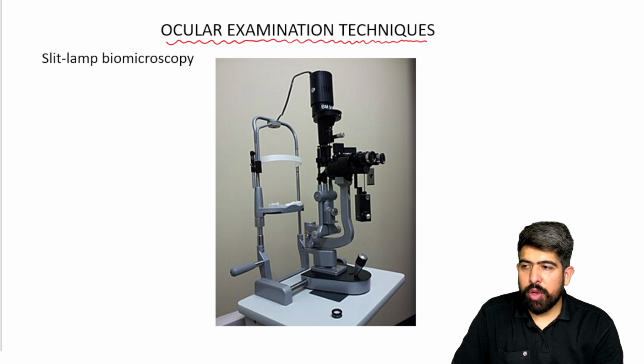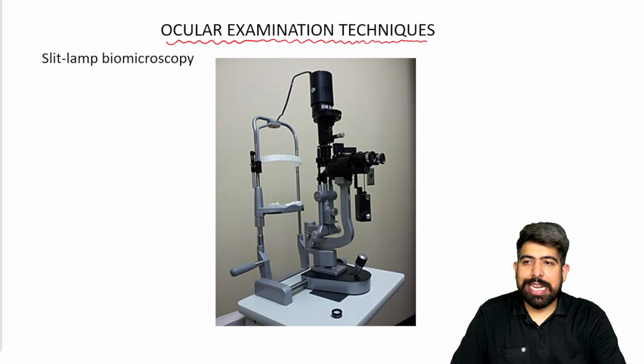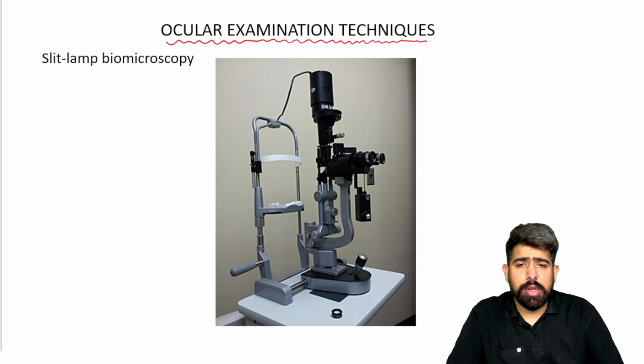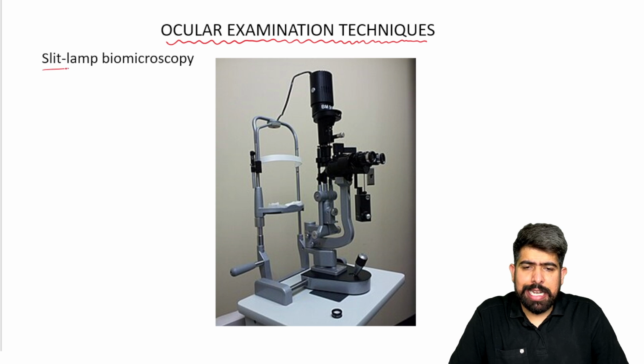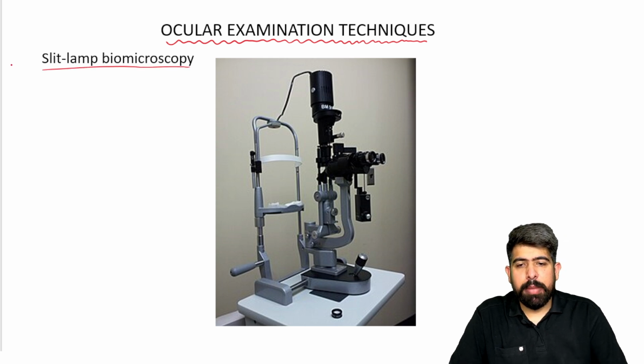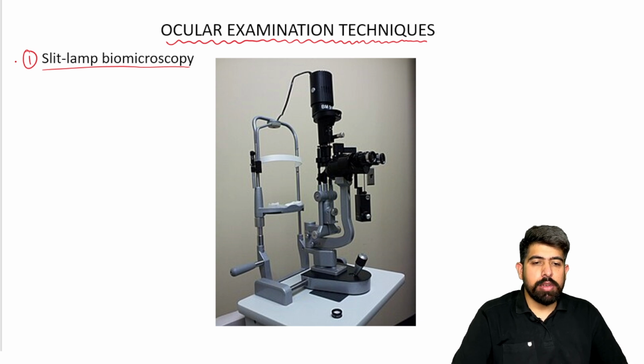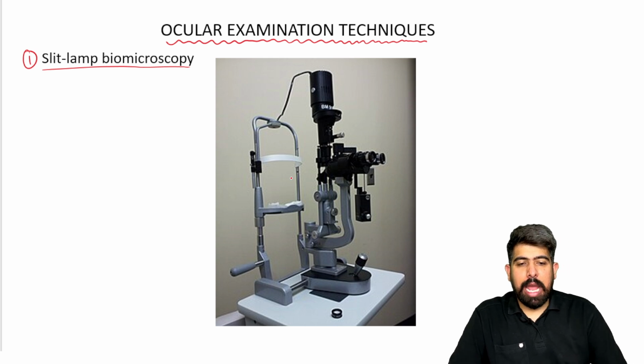Now we have to talk about the ocular examination, and in these examinations we have to talk about all the instruments. I'm starting with the first instrument, which is known as the slit lamp biomicroscope. I hope many of you use specs and have visited your ophthalmology clinic for regular checkups with your ophthalmologist. And you saw this particular instrument. What is happening in this instrument?